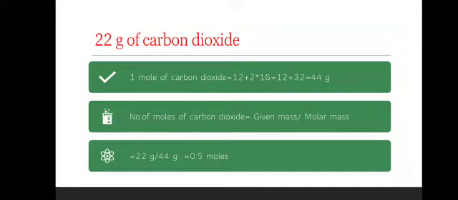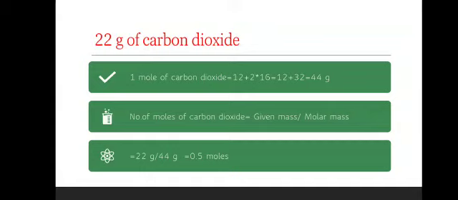For finding molar mass, 12 is the carbon atomic mass, plus 2 atoms of oxygen are there. So 2 into 16, that is 12 plus 32, that is equal to 44 gram. Now what we need to know? Given mass. Given mass, that is there in the question, that is 22 gram. So given mass 22 gram divided by molar mass, that is 44 gram, that is equal to 0.5 moles.